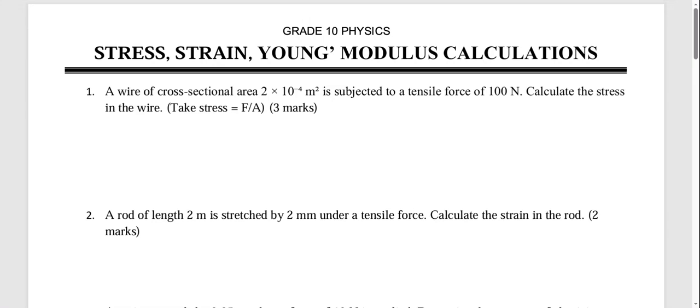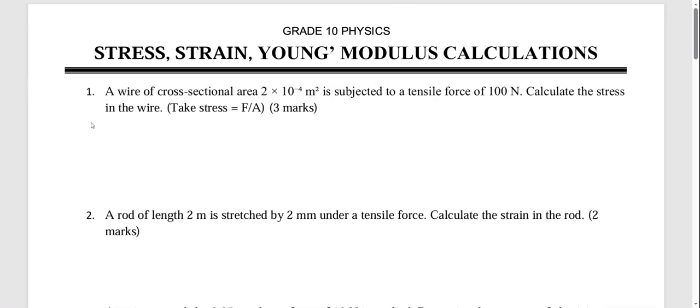Stress is the force per unit cross-sectional area acting on a surface. And strain is the ratio of change of length to the original length of an object. Therefore, we can navigate to question number 1 so that you're able to solve it together.